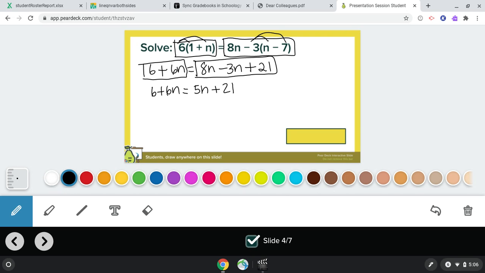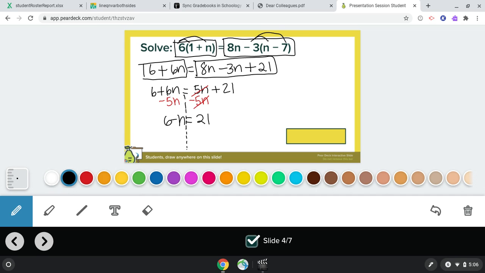Okay, now both sides are simplified, so I'm going to go ahead and start my solving. I have 6n on the left, 5n on the right, so I can cancel one of these. I am going to choose to cancel the 5n by subtracting. So they cancel, and I am left with 6 minus n equals 21.